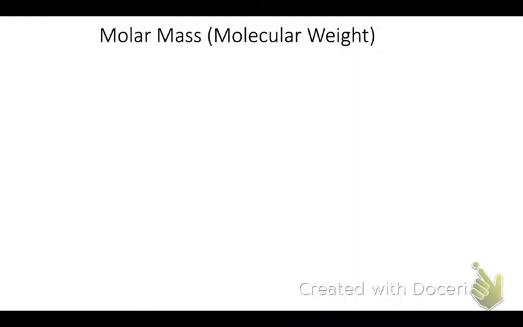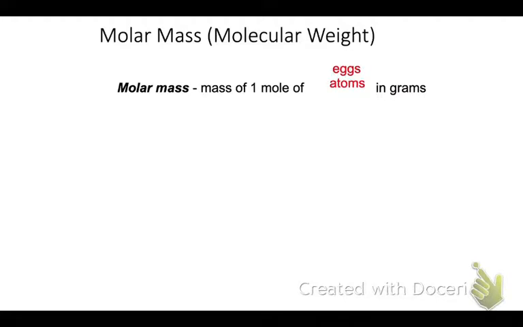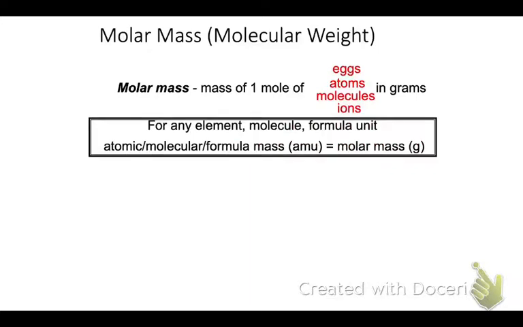Now, molar mass or molecular weight is the mass of 1 mole of atoms, molecules, or ions in grams. So molar means per mole. When I say molar anything, it means per 1 mole. So molar mass means the mass of 1 mole. Now for any element, molecule, or formula unit, the atomic, molecular, or formula mass is equal to the molar mass in grams. So whatever numbers we took previously from the periodic table, we are just going to express them in grams to become molar mass.